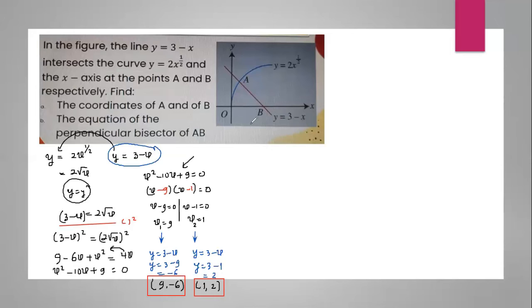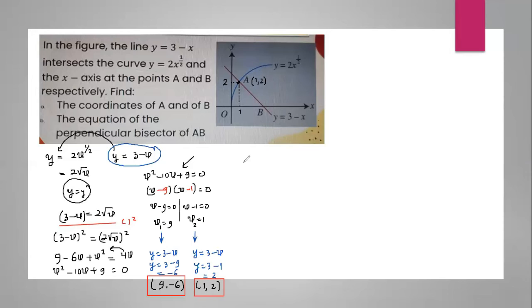I think you agree with me, this one is 1, and this one is 2. Yes, sir. So A is 1 comma 2. So what about 9 minus 6? Another position, maybe here, down here. It's okay.